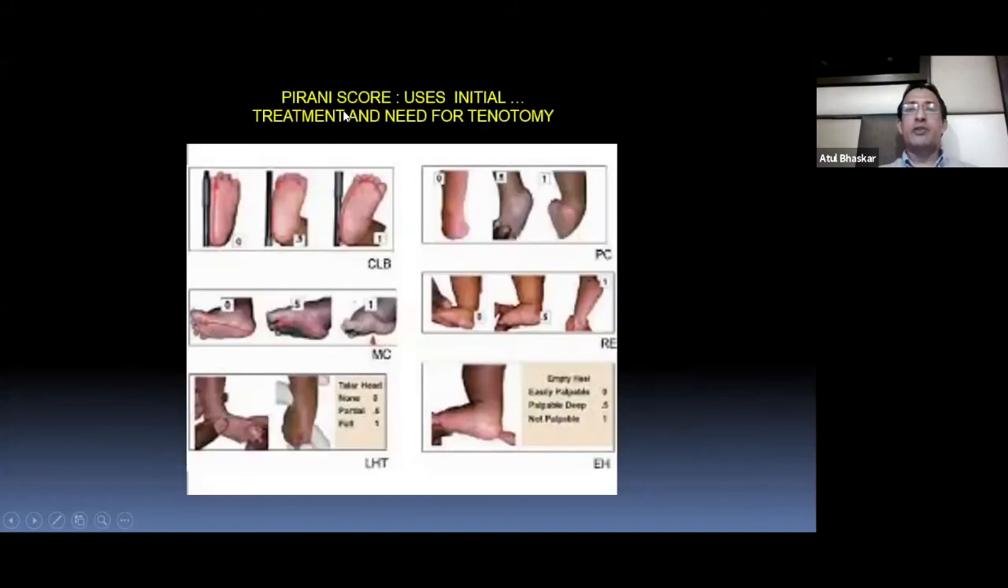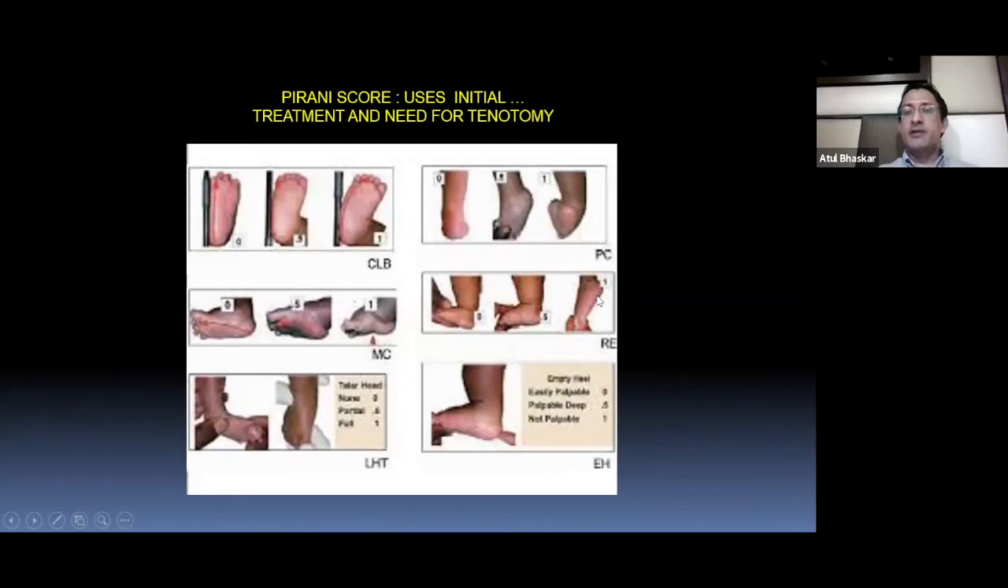One must be familiar with the Pirani scores in the exam point of view. You should know what is the midfoot score and what is the hindfoot score. So how you can grade the foot from 0 to 1 for the lateral border. This is the posterior crease. This is the medial crease, residual equinus, the lateral covering of the talar head, and the equinus deformity. So you must be able to grade a clubfoot looking at these points. So typically you can have 3 points for the midfoot and 3 points for the hindfoot.